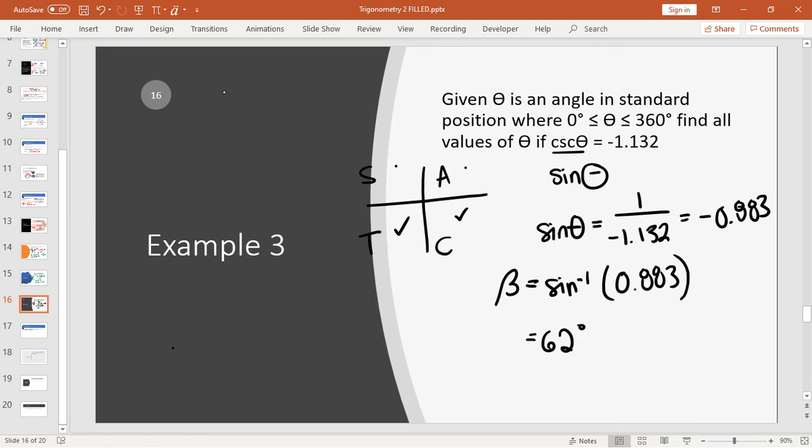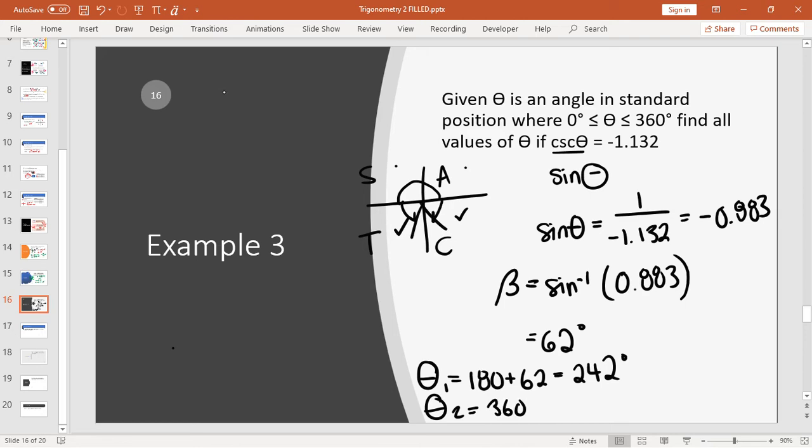Okay, here we go. So my angles are, the first angle in the third quadrant is 180 plus that additional 62, equals 242. And our second angle is going to be in the fourth quadrant, so I'm going to go all the way to 360, and I'm going to subtract that 62, and I should get 298 degrees.